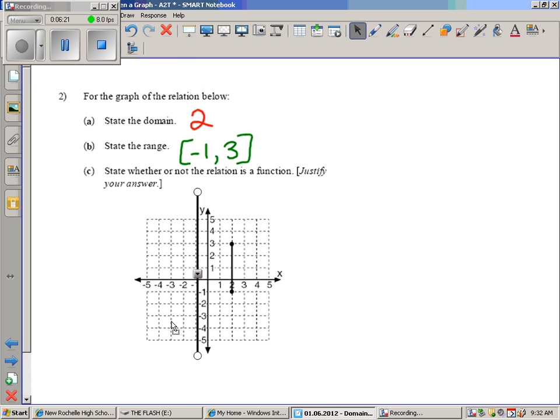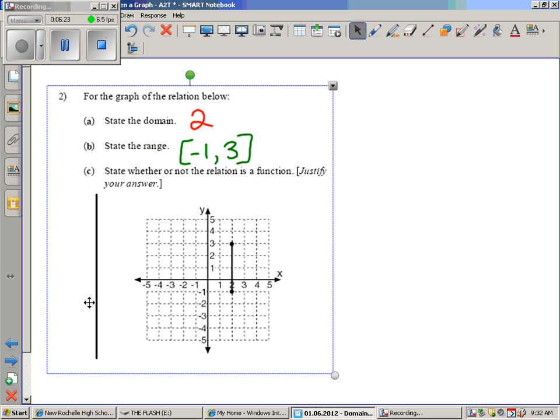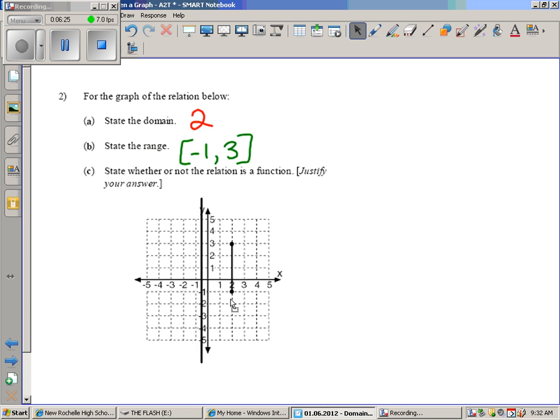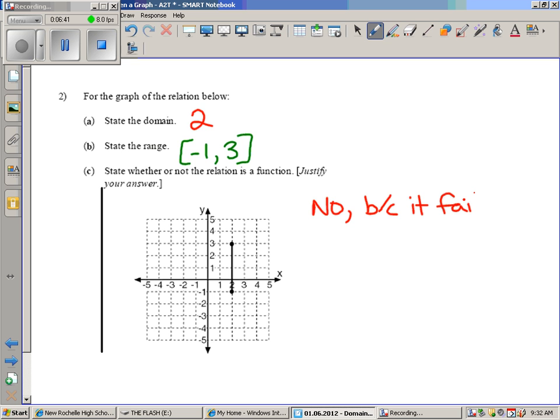Like people would be like, okay, so now I'm taking my bar. It almost looks like a baton. I'm sweeping it through. Is this a function? Look at how many times it hits. It hits at all of those points, every single one of them. This is not a function. We're saying no, because it fails the vertical.